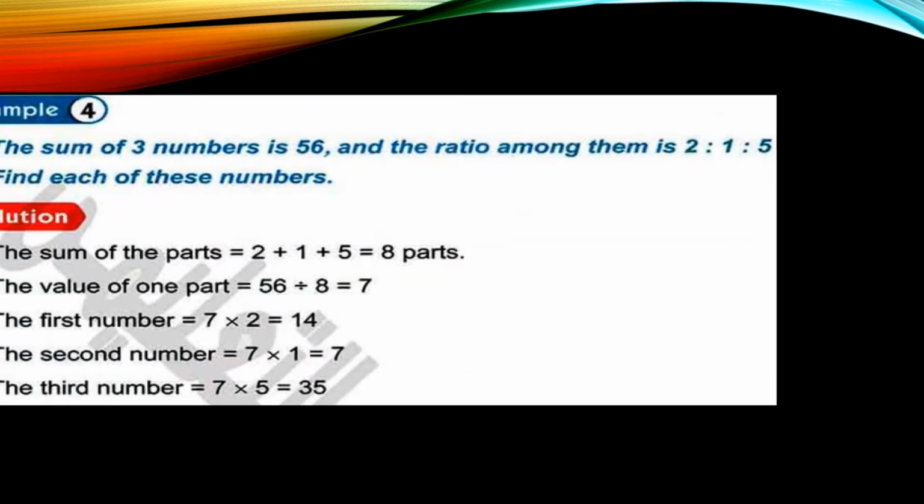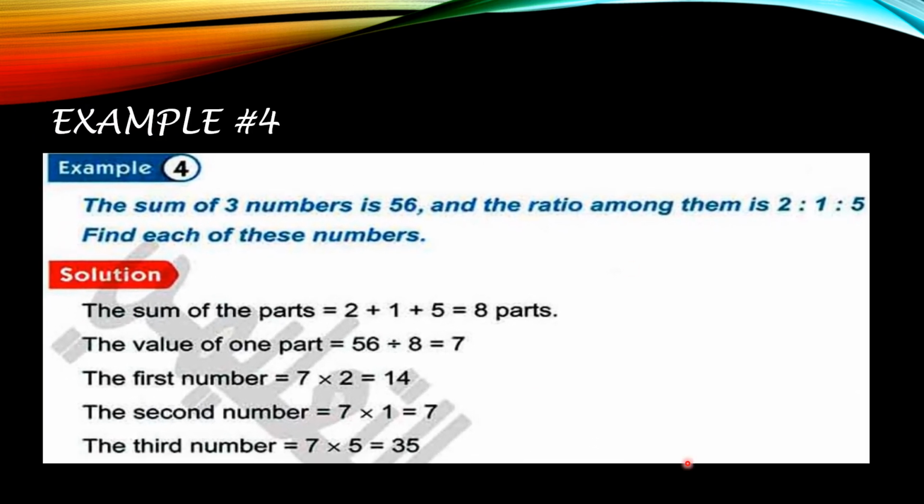So example number 4. Example number 4 here says the sum of 3 numbers. So let's use the highlighter here. The sum of 3 numbers. So this means we have 3 numbers to deal with here. The sum of 3 numbers is 56. This actually is one of the kind of hard word problems because people get confused. So the sum of 3 numbers is 56, and the ratio among them is 2 to 1 to 5. Find each of these numbers.